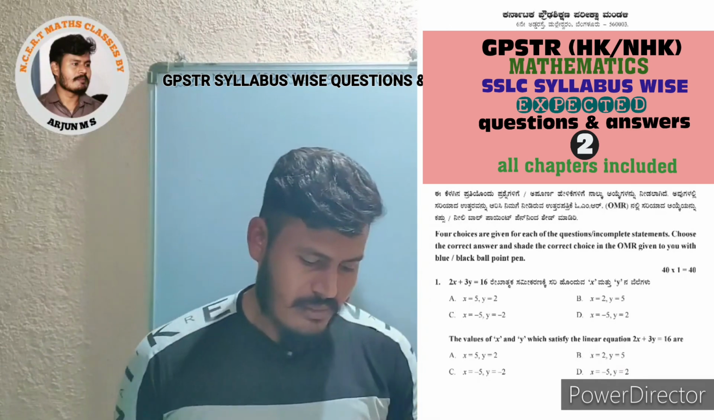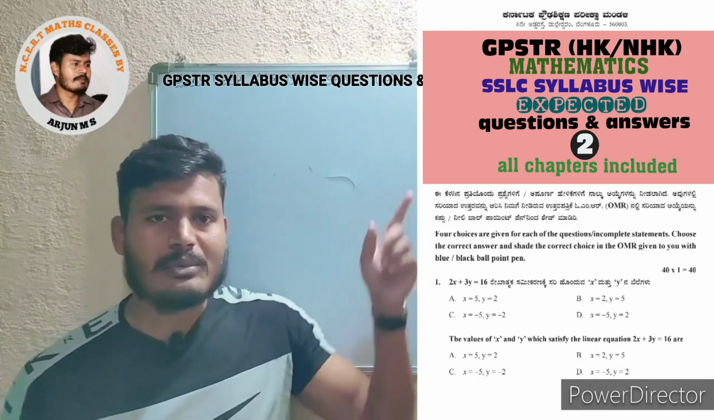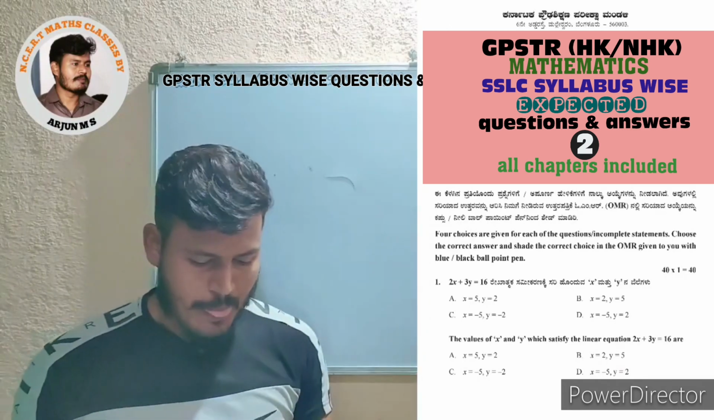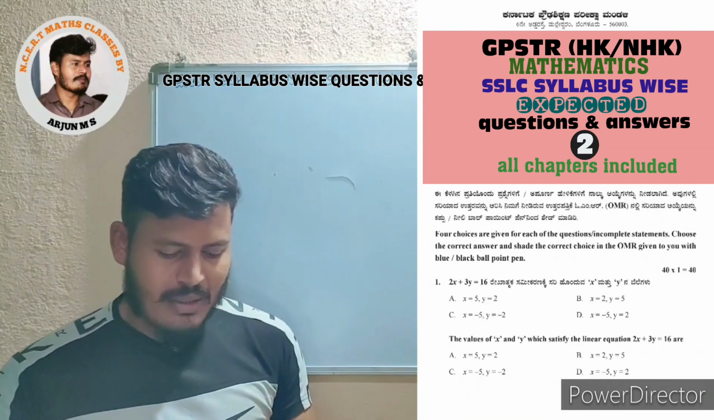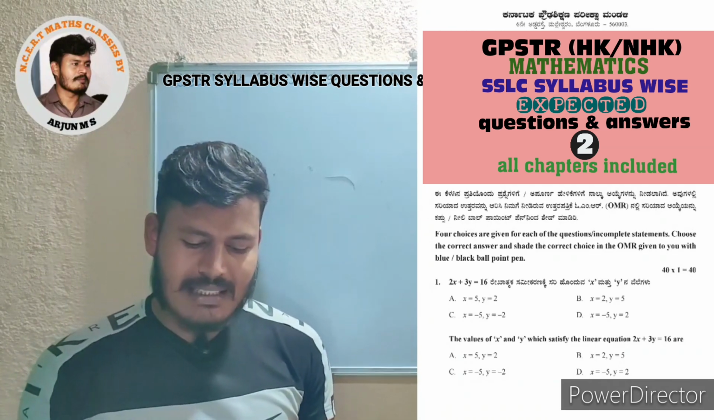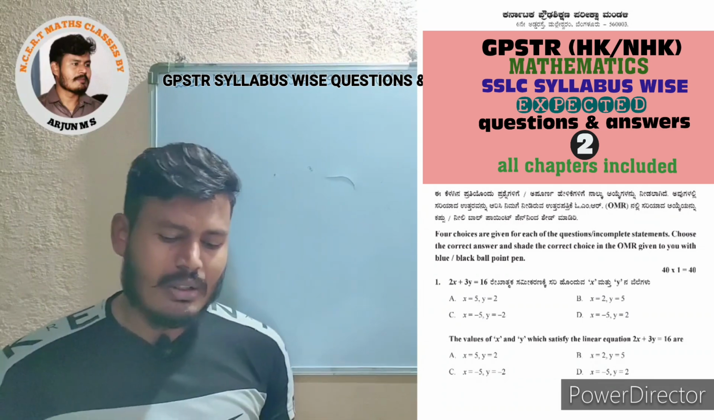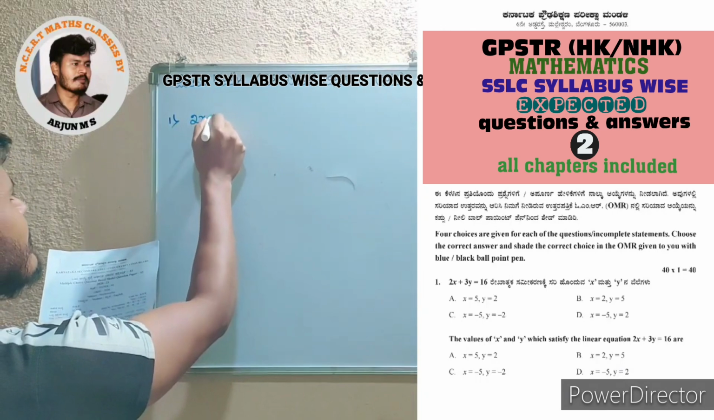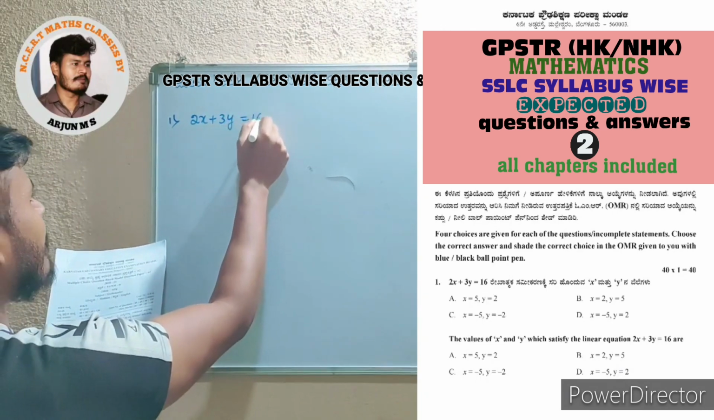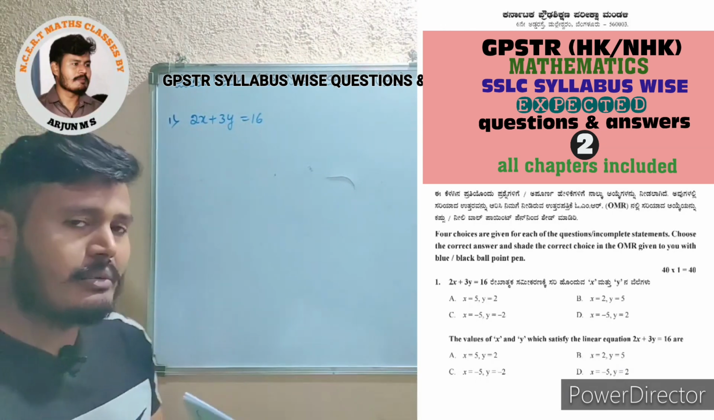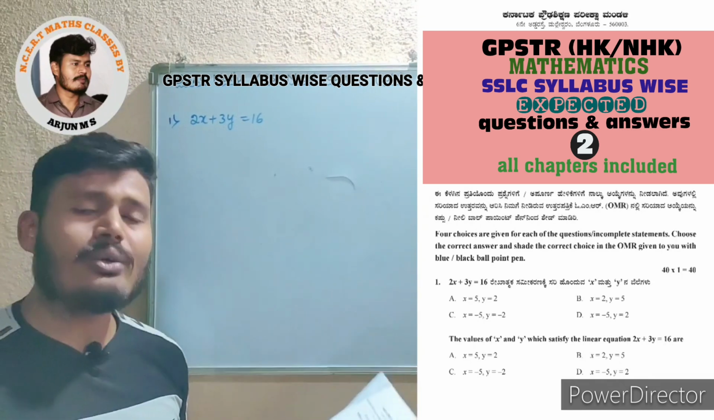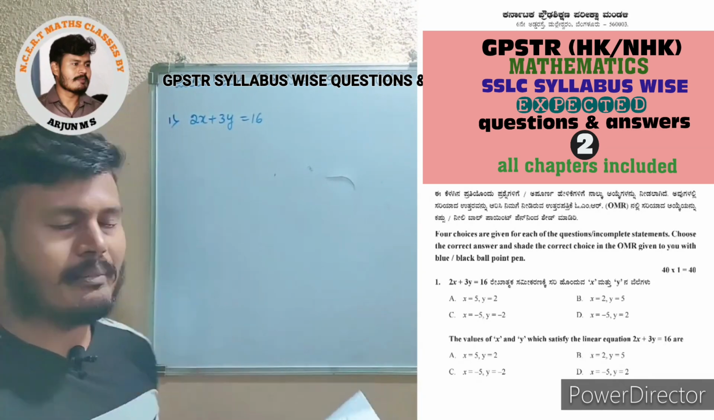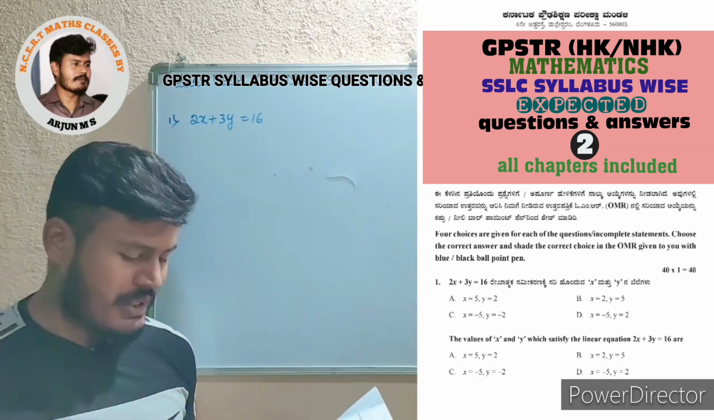So first question, you just observe the questions on this side. First question: the values of x and y which satisfy the linear equation 2x plus 3y is equal to 16. 2x plus 3y is equal to 16 is the given pair of linear equations in two variables. They are asking you what are the values of x and y. They have given four options below.